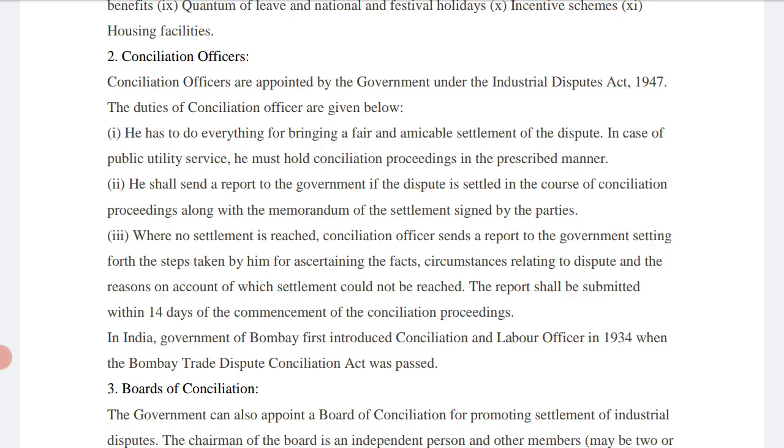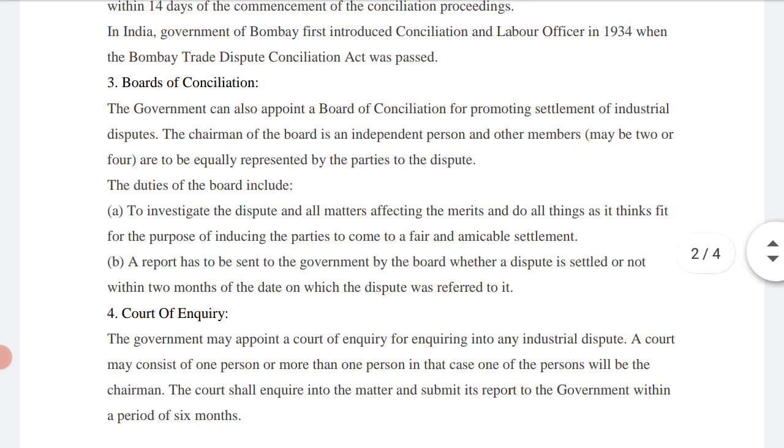Okay, then it is to be sent to the government. Okay, the report shall be submitted within 14 days of the commencement of conciliation proceedings. Okay, in India, Government of Bombay first introduced Conciliation and Labour Officer in 1934 when the Bombay Trade Dispute Conciliation Act was passed. Okay, then third one is Board of Conciliation.